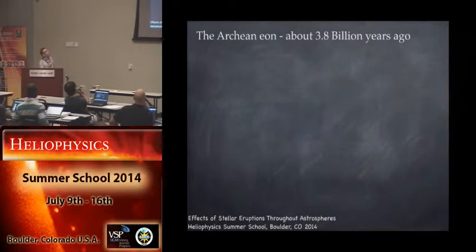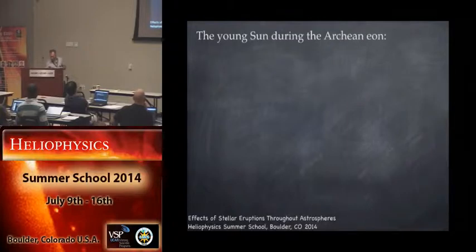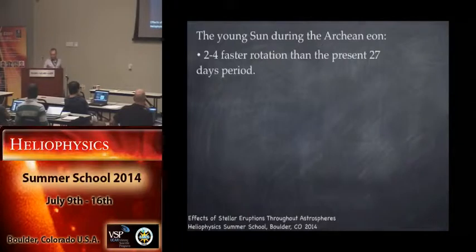We're going to look now at a period of the Archean Eon, about 3.8 billion years ago. And why this time? This is right after the late heavy bombardment, where all this stuff in the solar system kept hitting the Earth. So at that time, the solar system was quite clean from small bodies. And that's the period where we have the first fossils appearance. So that's the period where essentially life started on the Earth. And it's important, so we would like to see how the young Sun used to be during that time and how the heliosphere looked at that time in the context of cosmic rays.